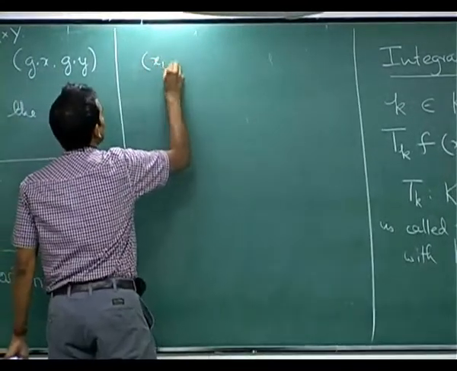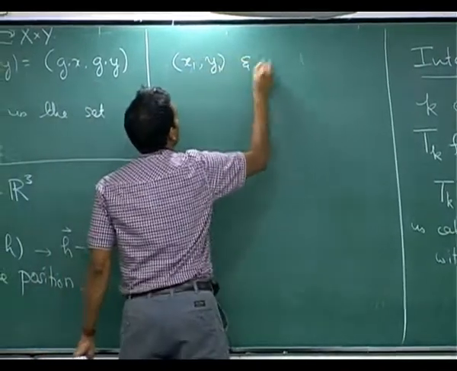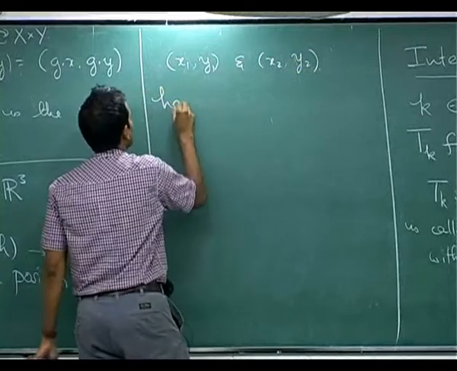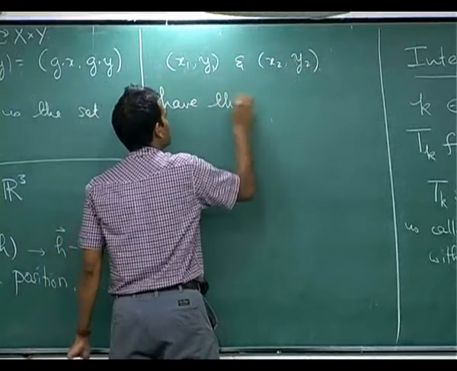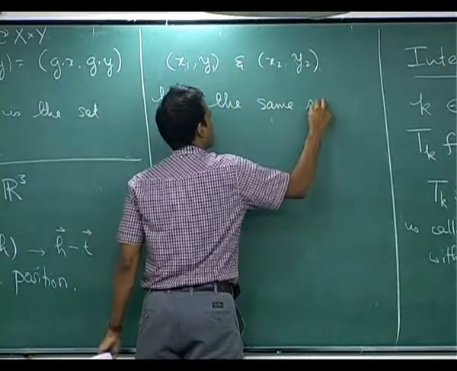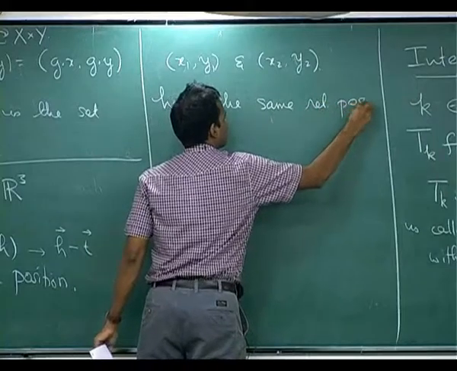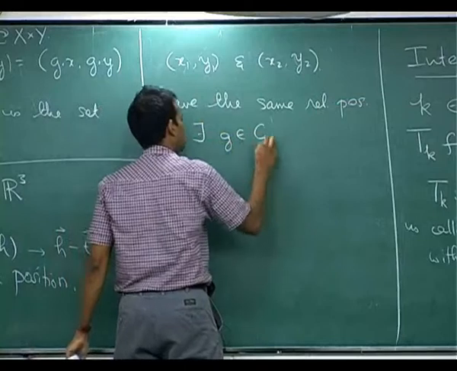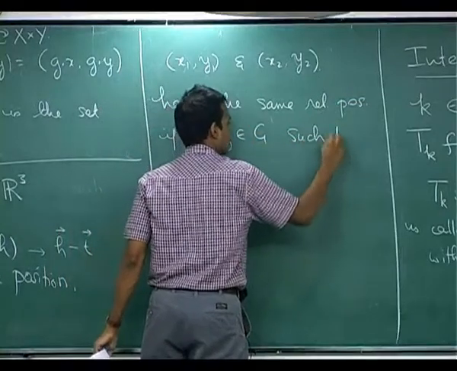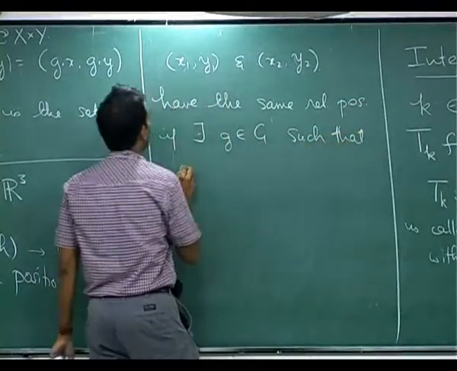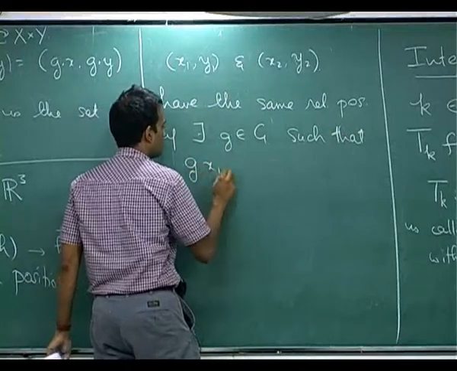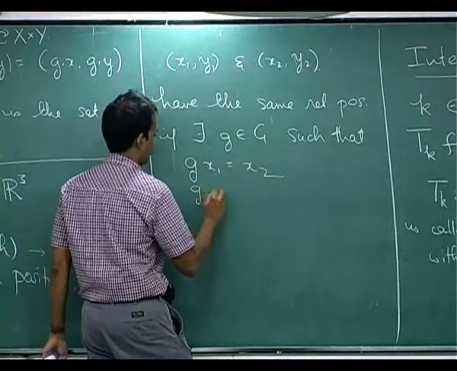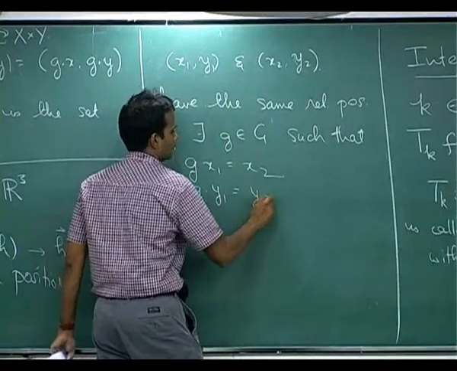So (x1, y1) and (x2, y2) have the same relative position if there exists g in G such that g dot x1 is equal to x2 and g dot y1 is equal to y2.